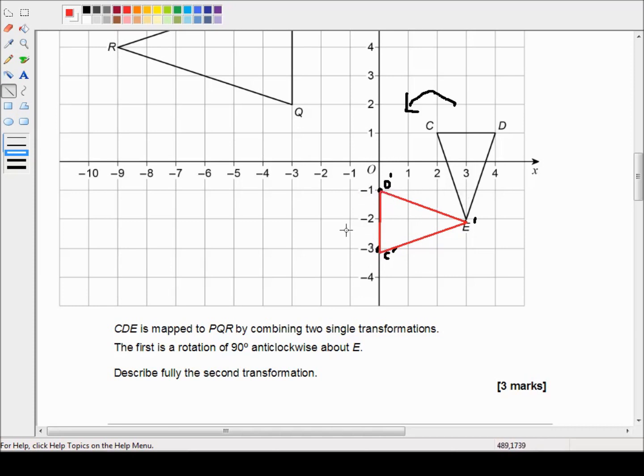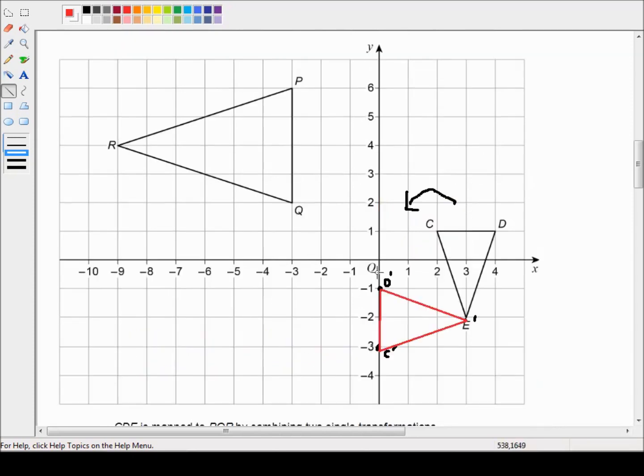So now we need a single transformation. We could have done a reflection and an enlargement or whatever, but we need to do one single transformation that's going to map C prime, D prime, E prime onto PQR.